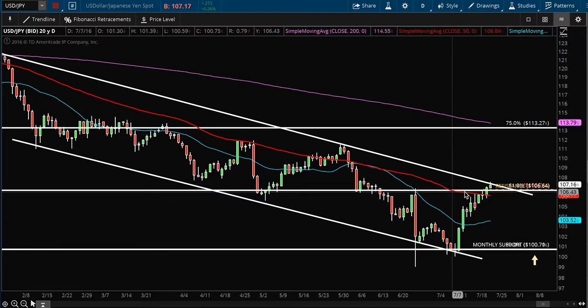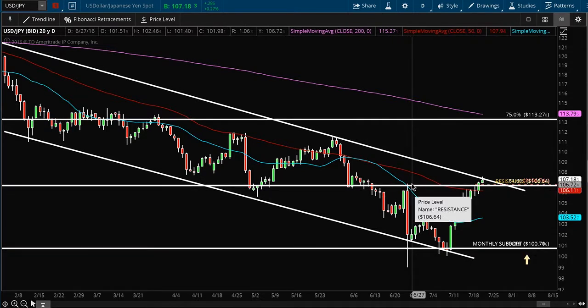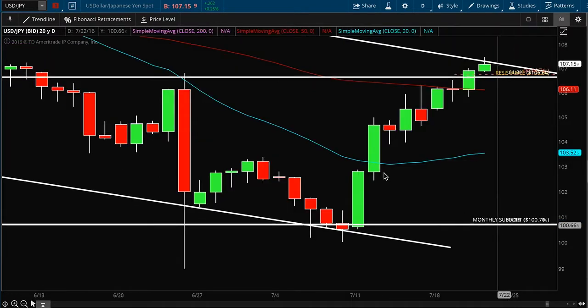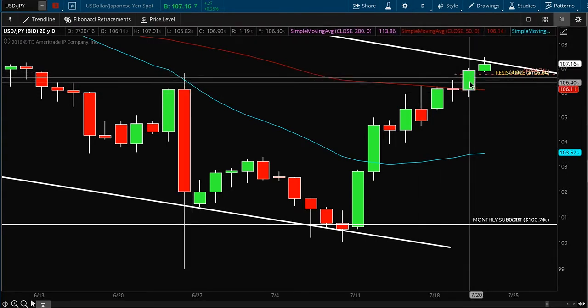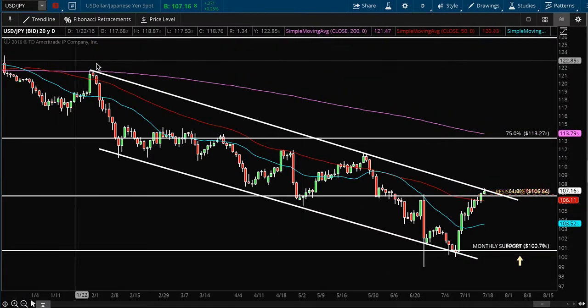We are above the 50-day moving average here, the red line. So that's a positive for the bulls here. We did close above this candle high here. You can see this candle here on June 24th. The high was 106.80, and today we closed at 106.90. All right. Now, that's reason number one for me, the trend line.